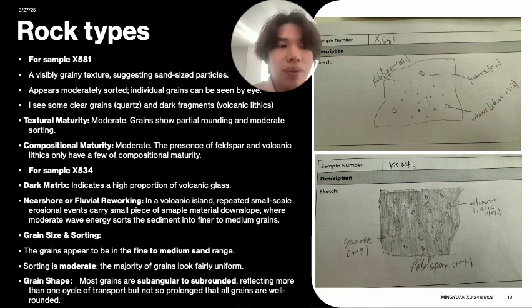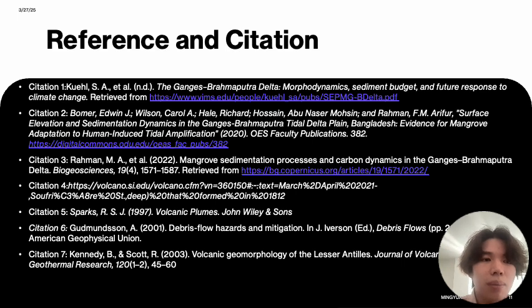Sample 534 indicates a high proportion of volcanic glass because there is too much dark matrix, and its grain appears to be in the fine to medium sand range, and its sorting is moderate because the majority of grains look fairly uniform, and most grains are subangular to subrounded. After that are some reference citations.